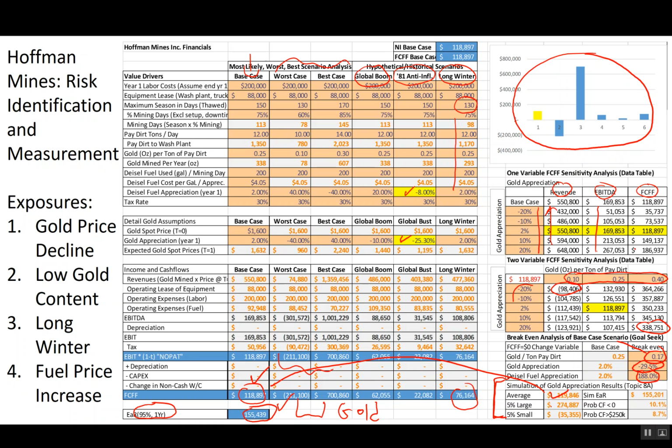And then we found out the 5% lowest and the 5% highest cash flows. And then we also calculate, well, what percentage of the time should we expect negative cash flows? About 10%. And what percentage of time are we expecting lots of big cash flows, say greater than $250,000? That was 8.7%. So that's what we did in topics 8 and 8A.